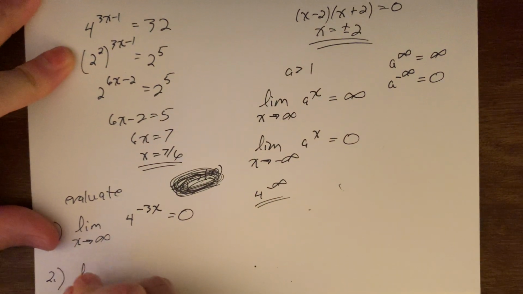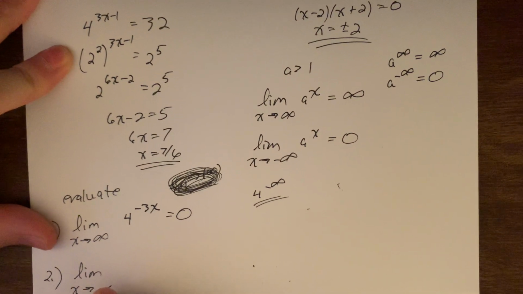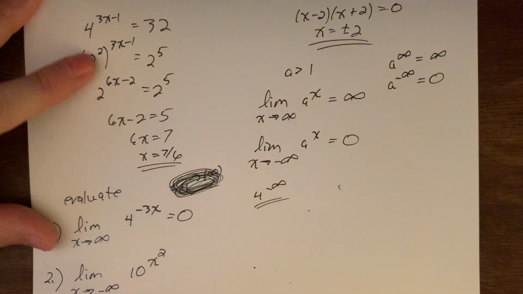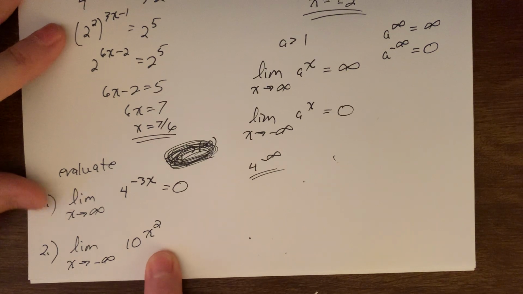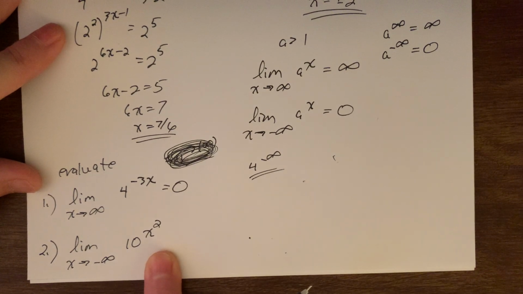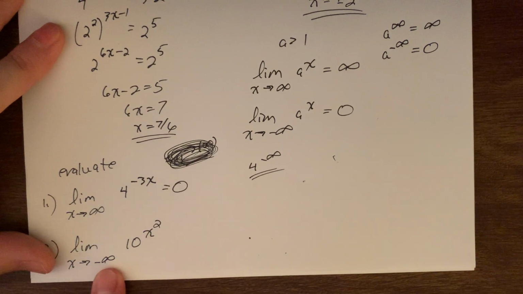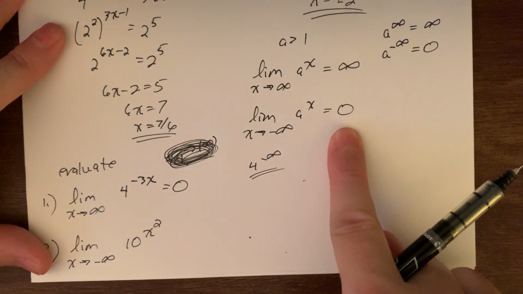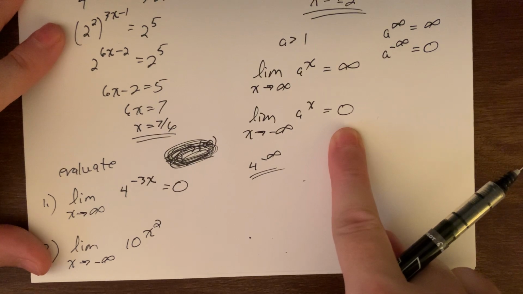Number 2, what about the limit as x approaches minus infinity? And this time, let's go 10 to the x squared power. Again, quick and easy. People see x approaching minus infinity, they jump right here and say the answer is 0. They don't actually think about plugging in.